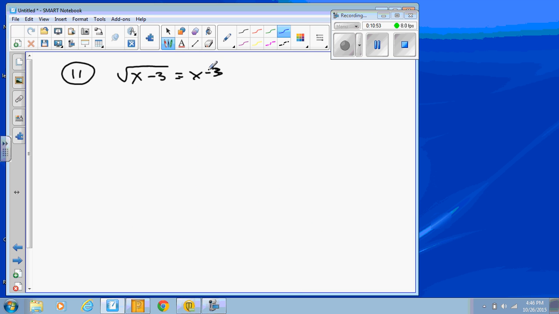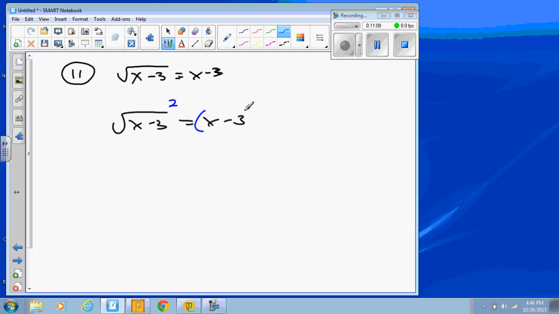Again, we have a square root, but we have a variable on the other side of the equation, so I'm going to square both sides. So let me do this here. Square root of x minus 3 equals x minus 3. Now I square both sides, square this side.